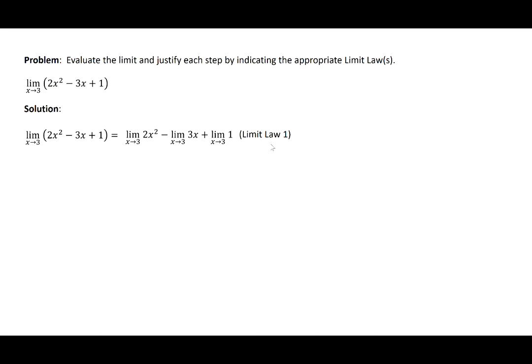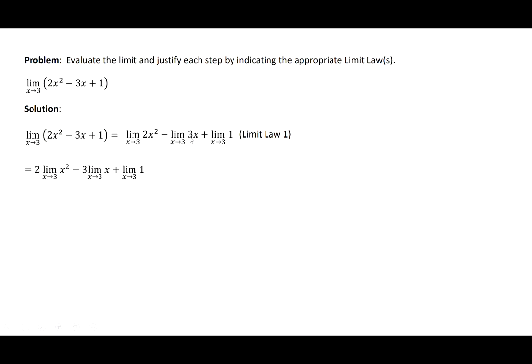Makes sense? Cool. Next. Isn't that equal to 2 times limit of x squared as x approaches 3? Whoa, where'd you get that from, man? That's because of the constant multiple rule. Limit of a constant 2 times x squared, I can pull this constant multiple outside of the limit and say 2 times limit of x squared as x approaches 3.